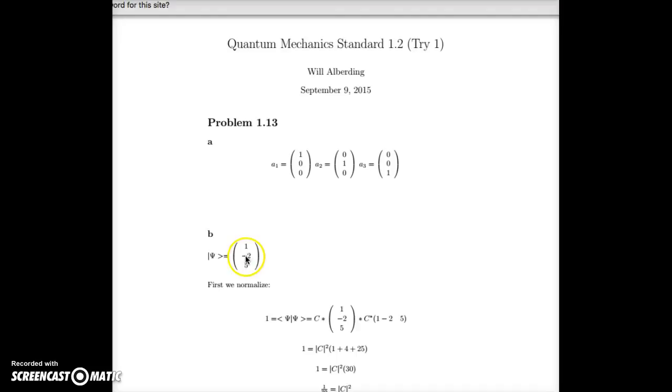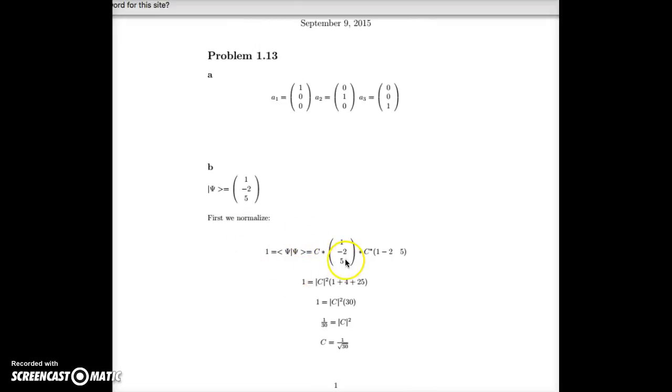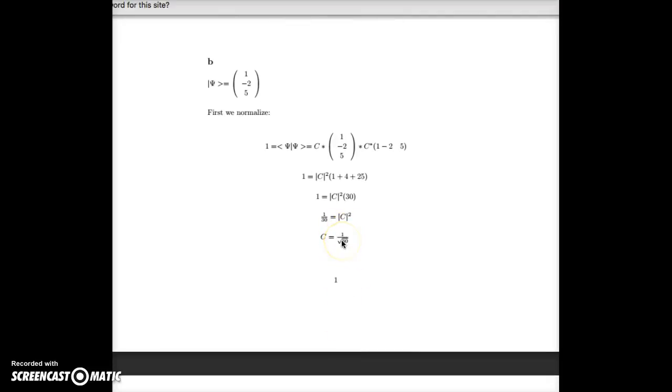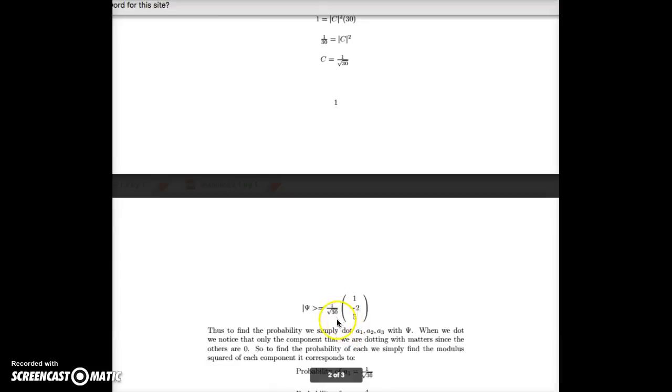So here is how we write this in matrix notation. It's pretty simple. Just multiply the coefficient through to the matrices. Then to normalize, we follow this formula right here. We can see we work through, and then to solve for the constant, we simply take the square root of both sides, and we get the normalization constant 1 over square root of 30. So then we bring this out front, and this is our new state.